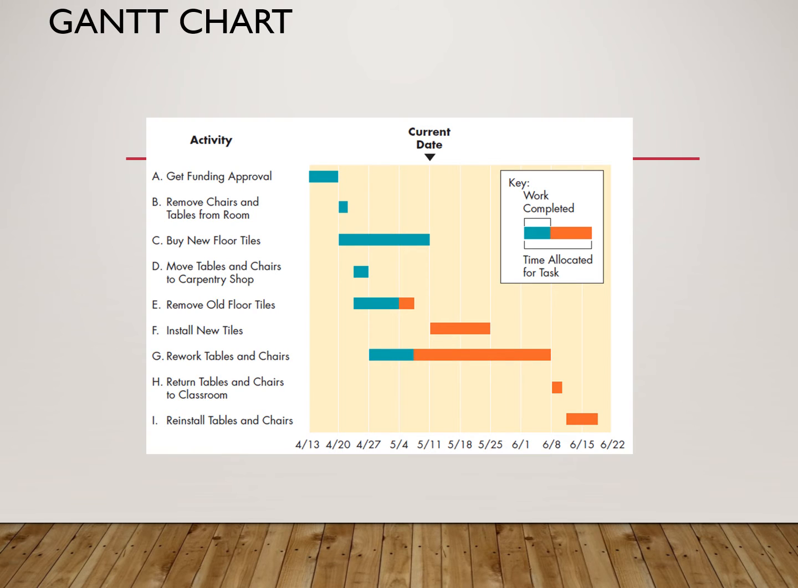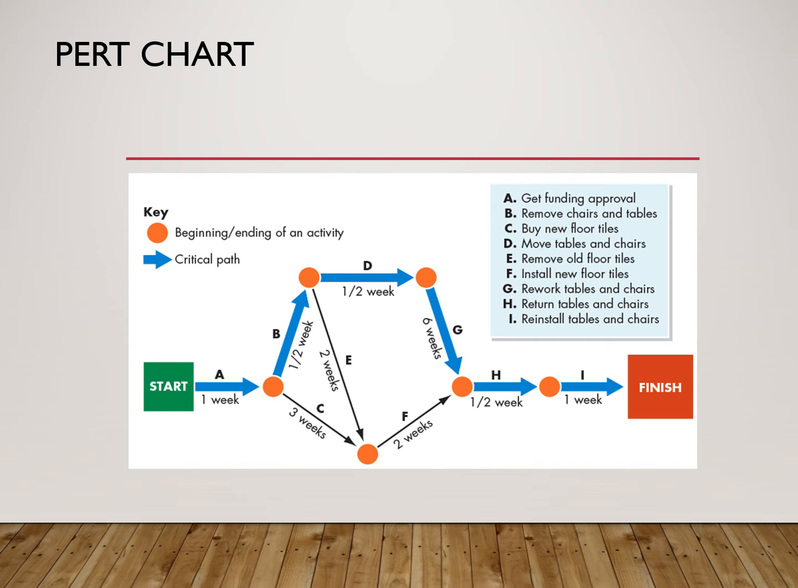So this is an example of a Gantt chart. A project is divided into monthly and daily activities. This is an example of a PERT chart. It gives a visual aid so that a project can be more efficiently and effectively completed.